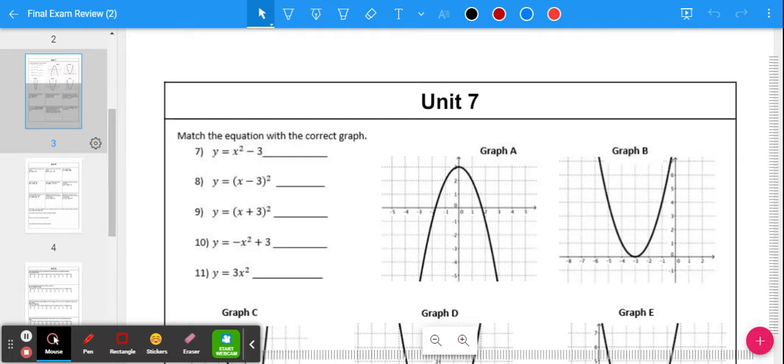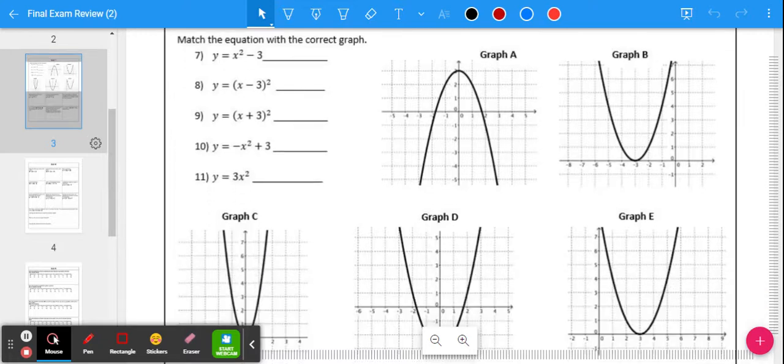When we look at this first section, the entire first section has to do with quadratics. The thing to remember is that if there is something happening outside the parentheses, it affects your output values. If there's something happening inside the parentheses, it has to do with your input values. On this first one, we have a -3 outside the parentheses. That means your output values are decreasing by 3, which is going to shift your graph down 3 units.